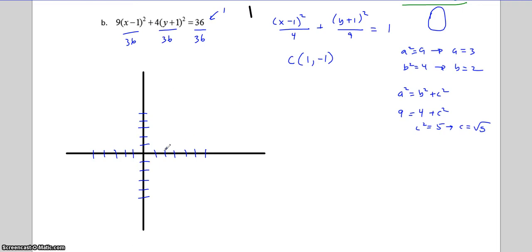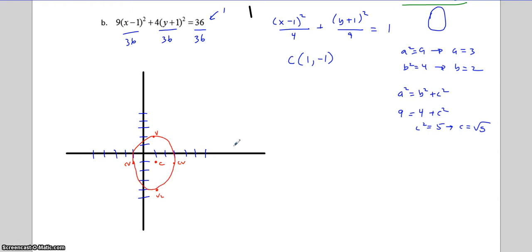Do this in red. Center is going to be 1, negative 1, so we're down here for the center. And then to get our major radius, we have to count up 3 from there because we know it's north-south, so 1, 2, 3. That's going to be our vertex 1. Go down 3 to get the other vertex. 1, 2, 3. That's vertex 2. Then our minor radius is 2, so we're just going to count off to the right 2 spots. 1, 2. 1, 2. And we called those the co-vertices. We could just label them here if we wanted. Now we can just connect the dots to get our ellipse.